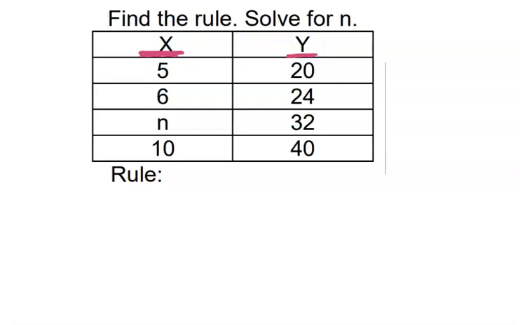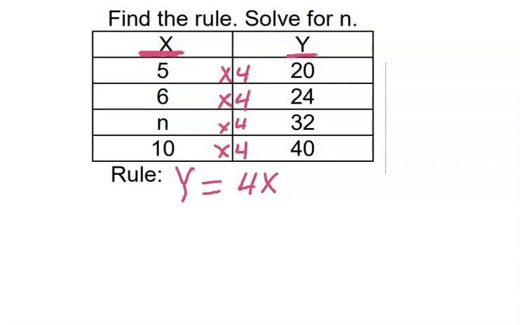So 5 times 4 is 20. Let's see if that works for all the rest of these. 6 times 4, yep, that's 24. 10 times 4, yep, that's 40. So I think we know the rule is times 4. So the rule is going to be y is going to be equal to whatever x is times 4. So I'm just going to put 4x.